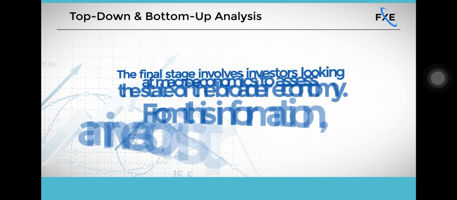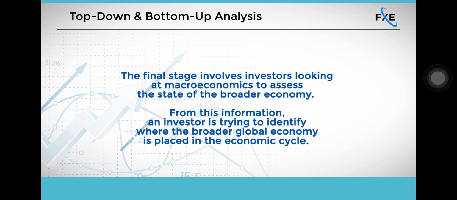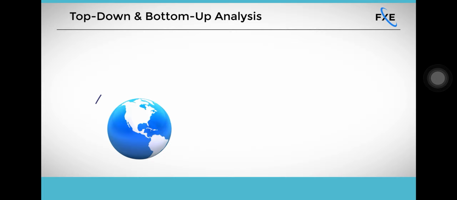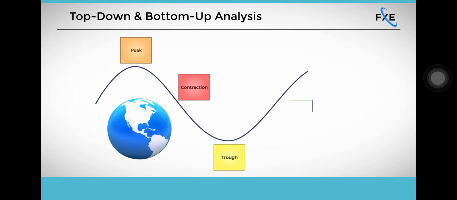The final stage involves investors looking at macroeconomics to assess the state of the broader economy. From this information, an investor is trying to identify where the broader global economy is placed in the economic cycle. Although not a lot of emphasis is placed on this data, it may give an investor more confidence that the company being researched has a favourable market trend. This may have an influence on an investor's position sizing or provide them with an opportunity to consider hedging strategies if the outlook is less optimistic.